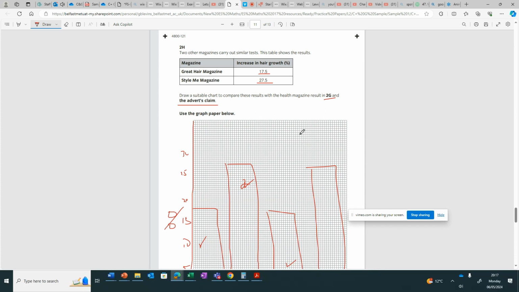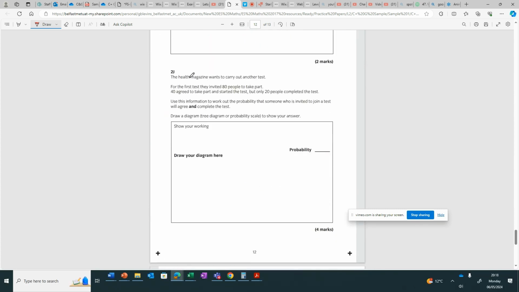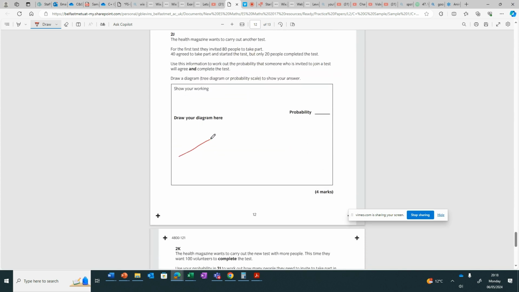And last, we've got a tree diagram question. Make sure to revise these for the exam. So tree diagrams have branches, they're about decisions. We have people who've been invited to take part in a test. 40 people agreed to take part. So TP, take part. Some said yes, some said no. Well, 40 out of 80 said yes. So 40 out of 80 must have said no, whatever's left over.